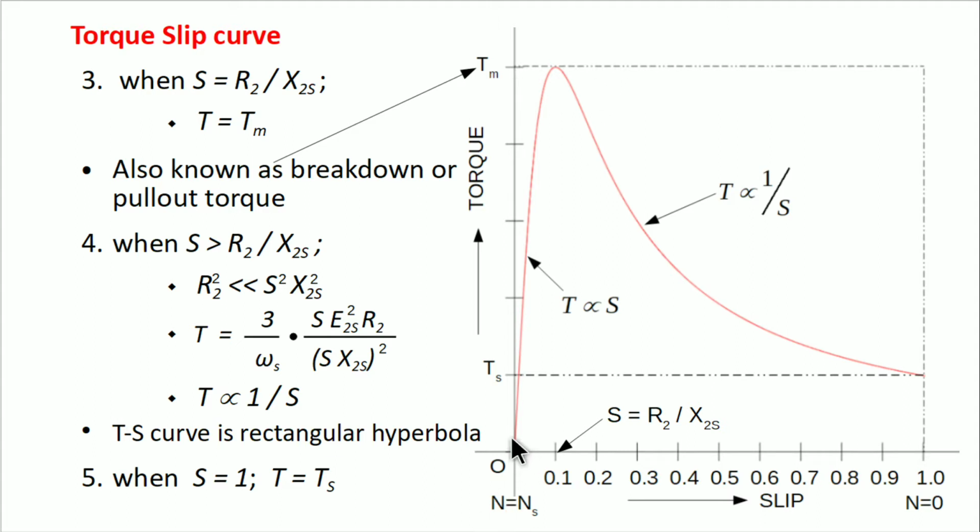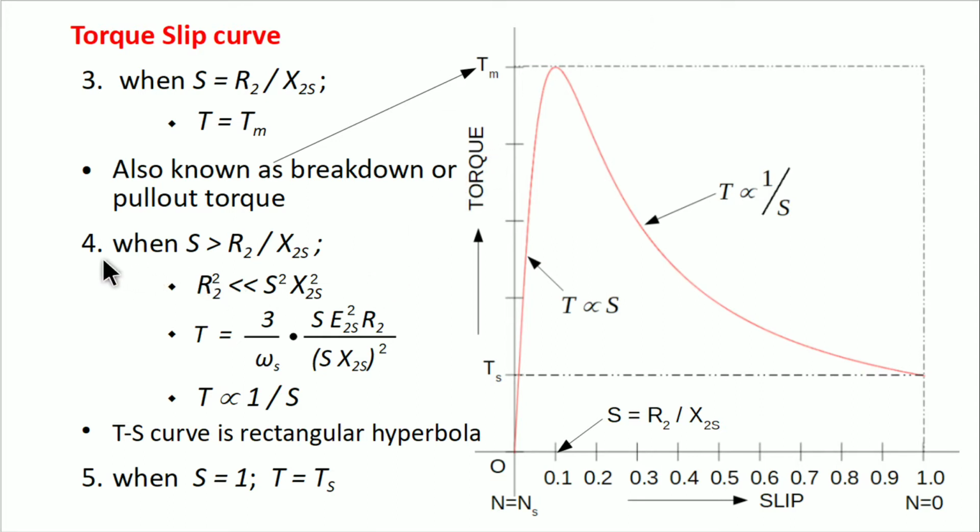This torque is maximum torque. So this straight line curve will terminate here and deviate downward, because this is the maximum value point. Torque is maximum at this point when slip is equal to R2 over X2s. This is also known as breakdown or pull out torque. If we put load more than this torque on the motor, the motor will not work.